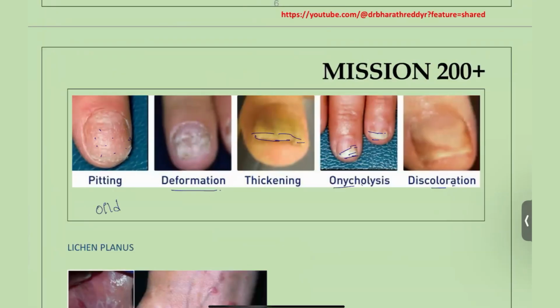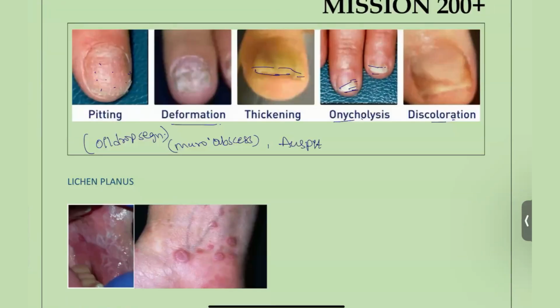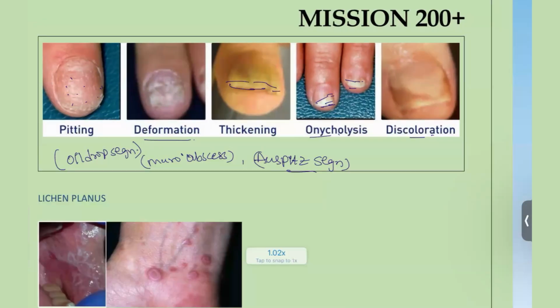Another important sign that you have to remember is the Auspitz sign. What is the Auspitz sign, guys? When you scratch or cut the lesions, with trauma, then you are going to see pinpoint bleeding. That is known as a positive Auspitz sign.